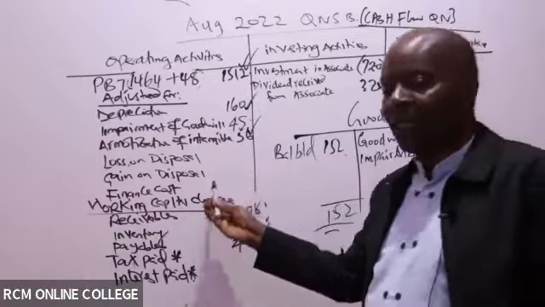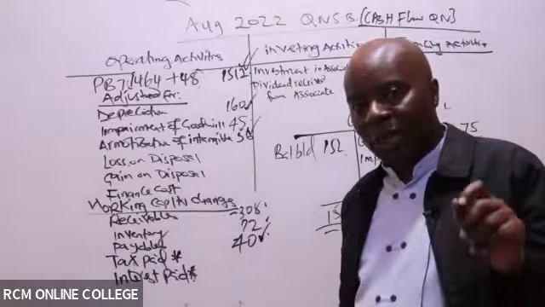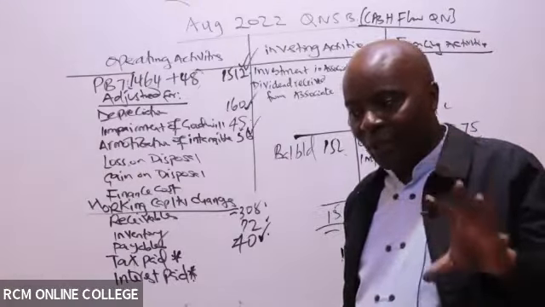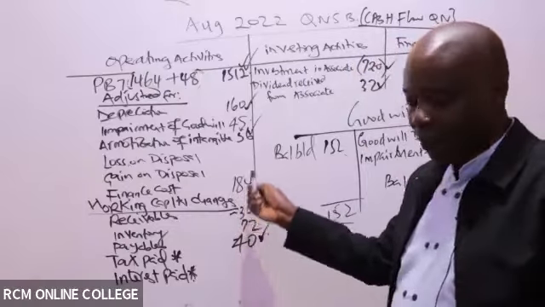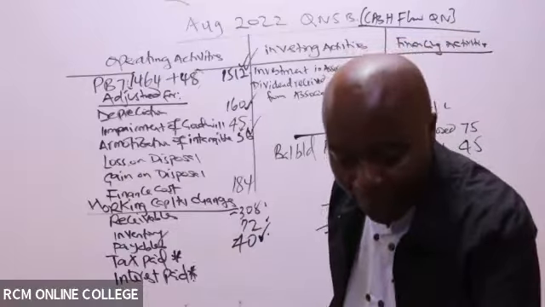Are you able to give me the finance cost? Read the finance cost from the P&L. 184. So we have 184.